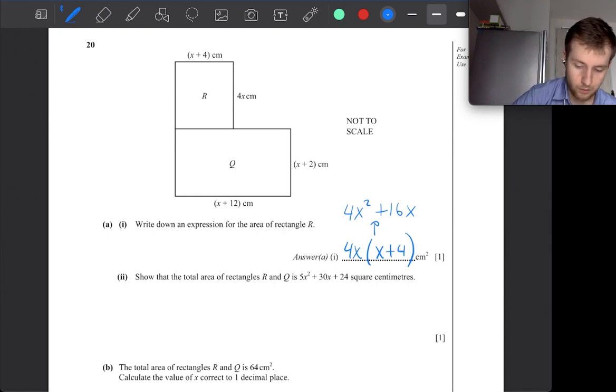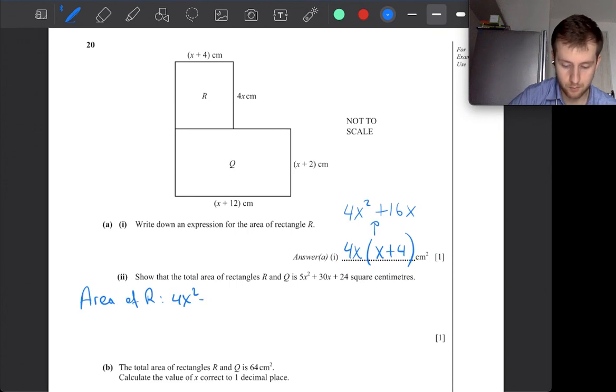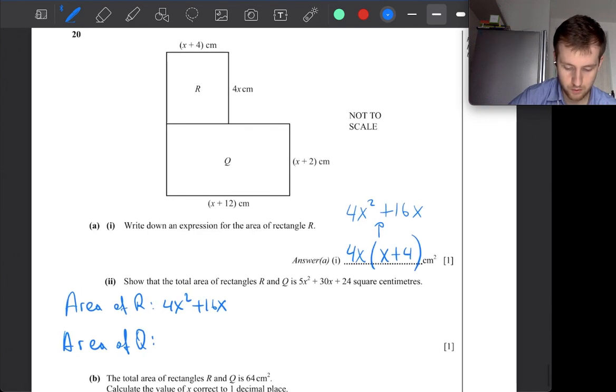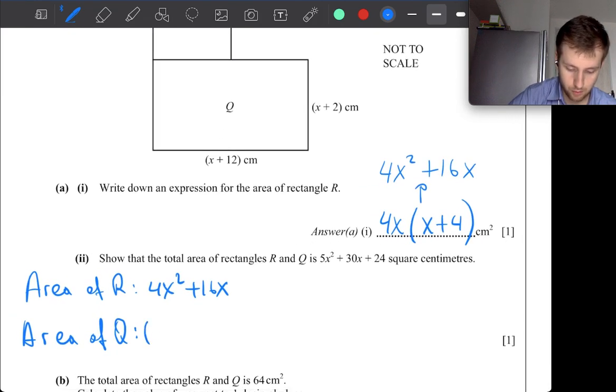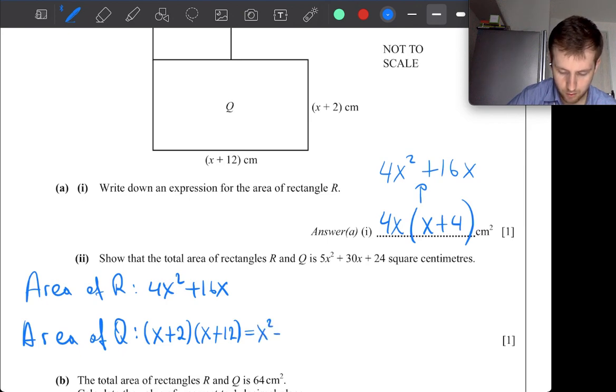Okay, next one. Show that the total area of rectangles R and Q is 5x squared plus 30x plus 24. So again, area of R we know is equal to 4x squared plus 16x, and we can find out the area of Q. It's going to be (x + 2) times (x + 12), like this. If we open the brackets, we will get x squared plus 14x plus 24. I'm going a little bit fast, but bear with me, please.